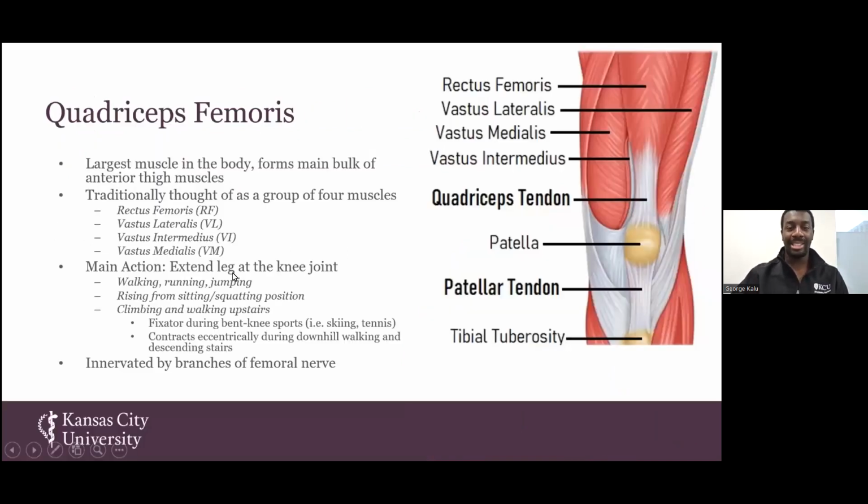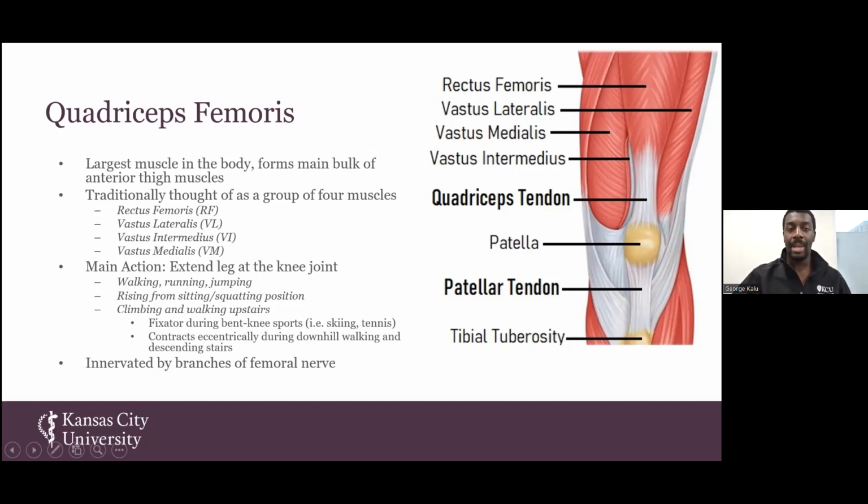All right, so to set the table here, one of the muscles that we're going to talk about is the quadriceps femoris. The quadriceps literally translates to 4 heads, and that's the way we typically think of the quadriceps muscle. It's a group of 4 muscles, and it forms the largest set of muscles in the body. And it forms the main components of the anterior thigh muscles.